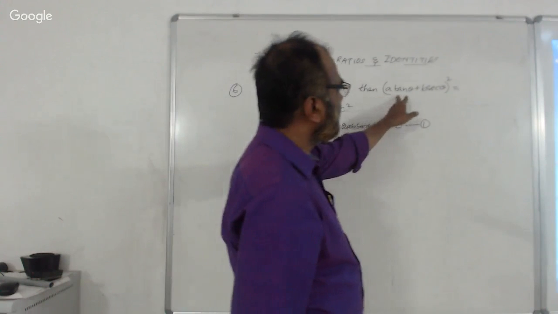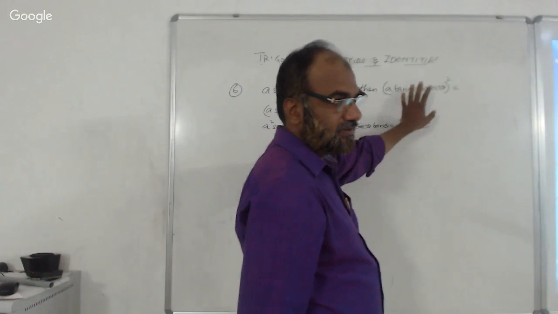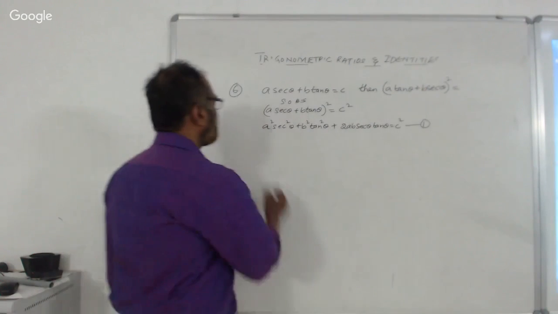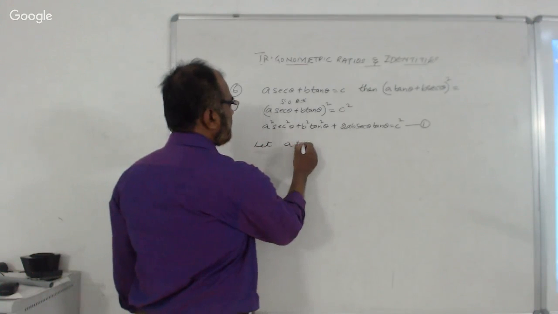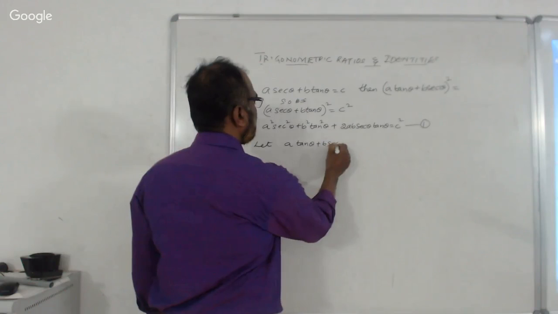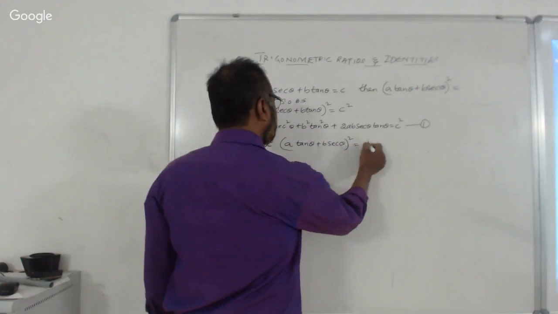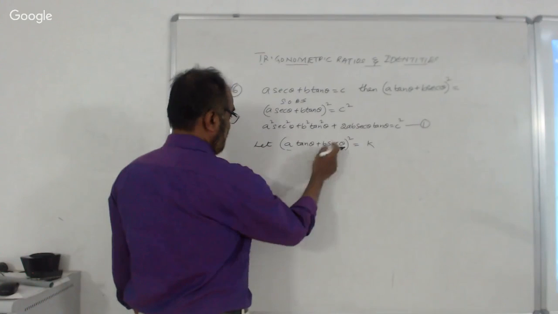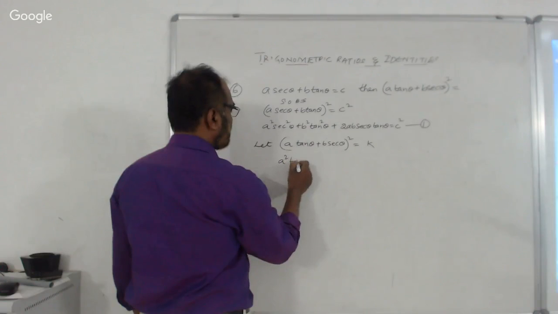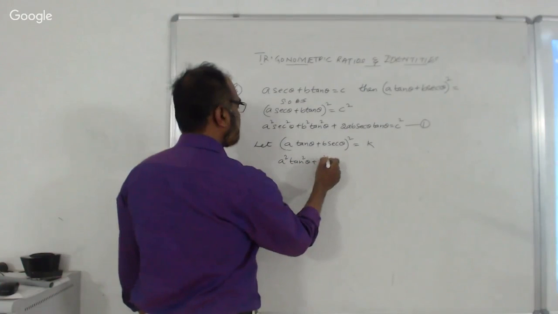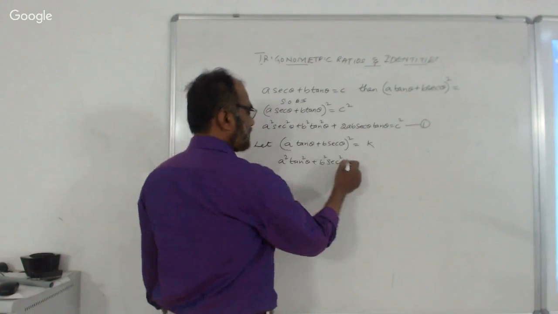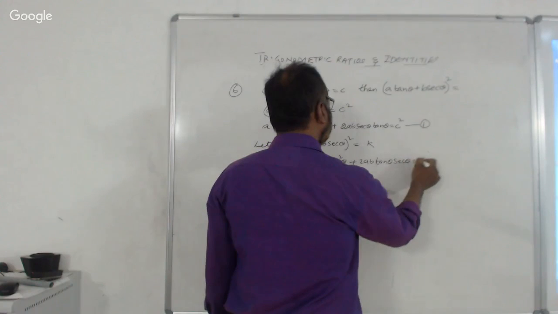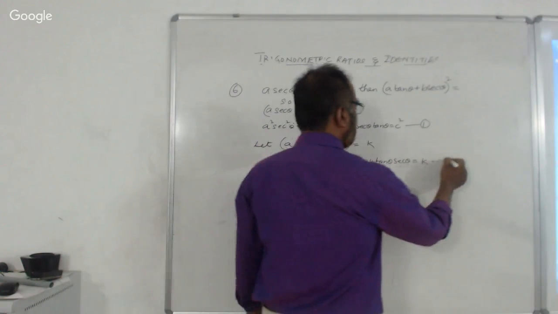Now, A tan theta plus B secant theta whole square will have some value, isn't it? Let us assume that value as K. A tan theta plus B secant theta whole square has some value, let it be K. Now, applying the A plus B whole square formula, it is A square tan square theta plus B square secant square theta plus 2AB tan theta into secant theta is equal to K. This you name as equation number 2.